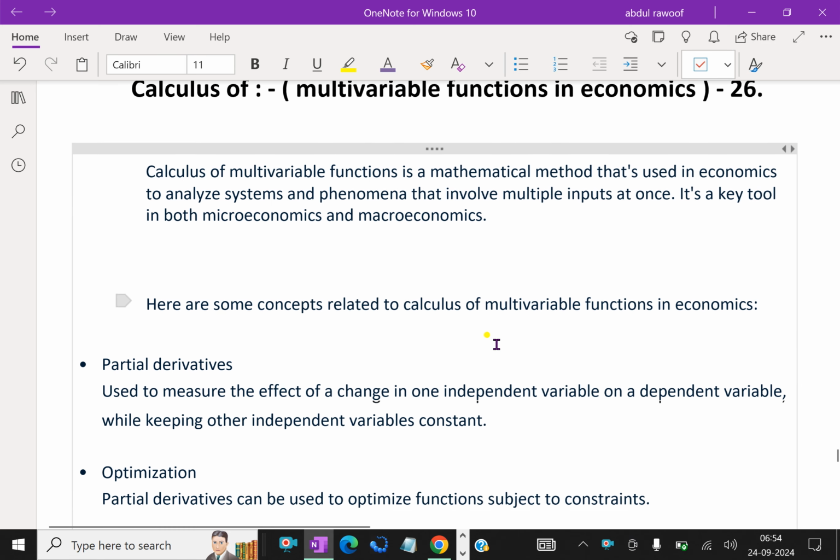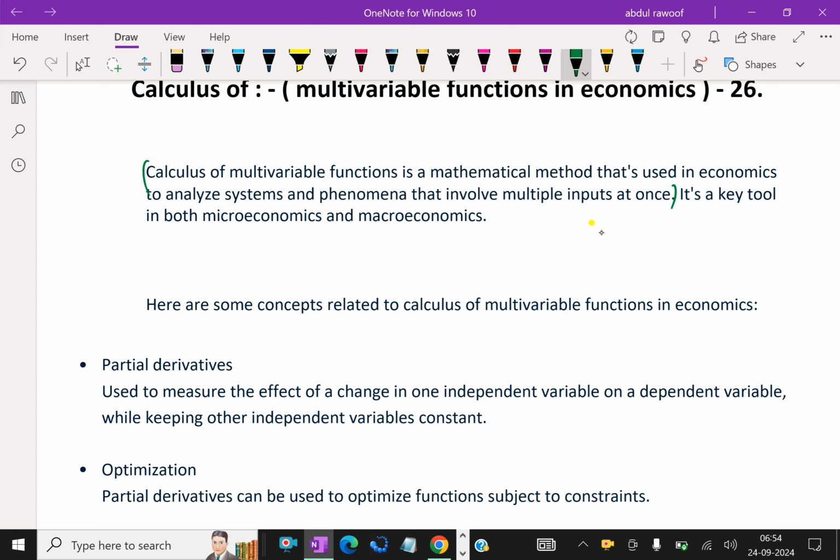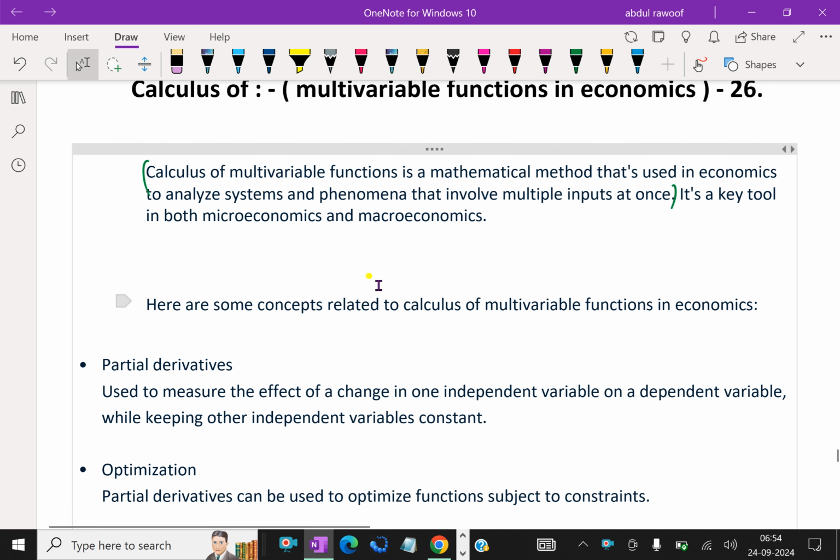Let us discuss calculus of multivariable functions in economics. Calculus of multivariable functions is the mathematical method that is used in economics to analyze systems and phenomena that involve multiple inputs at once. It is a key tool in both microeconomics and macroeconomics. Here are some concepts related to calculus of multivariable functions in economics.